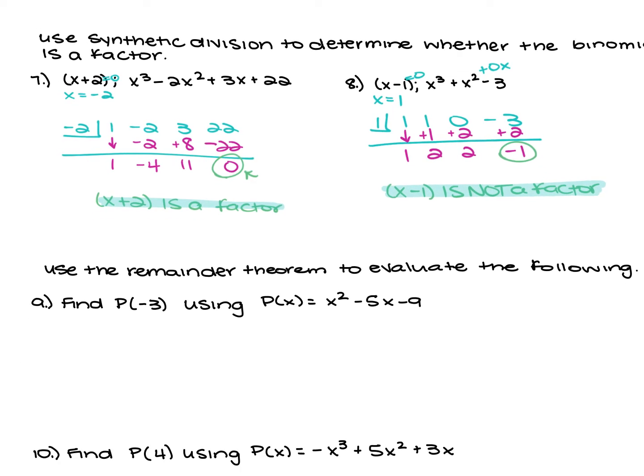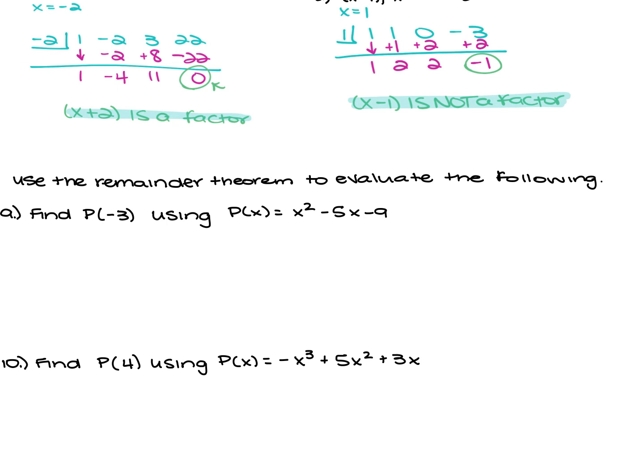If we look at the next section, it tells us to use the remainder theorem to evaluate the following. With these, you're still using synthetic division, except you do not have to solve for what x is in order to put that on the outside. It gives you what you're using. Whatever's in the parentheses, that's p of whatever, is what's going on the outside. Like I said, you're going to use your synthetic division. Whatever your remainder is for these is what your p of something is.